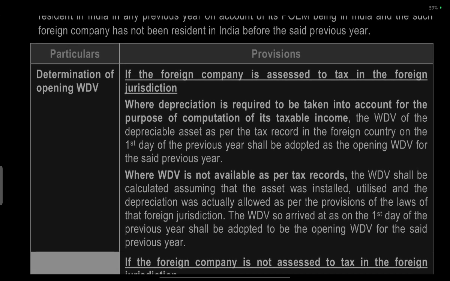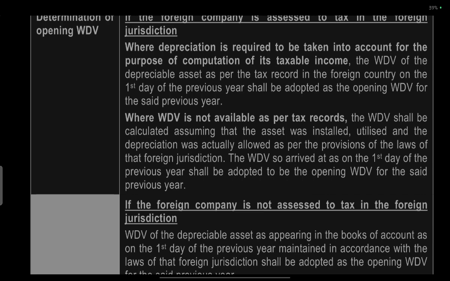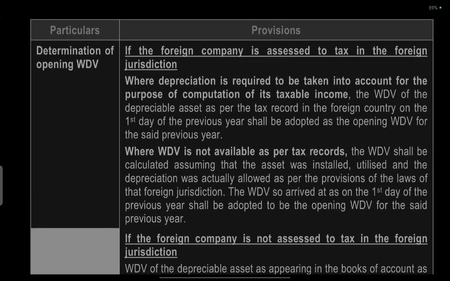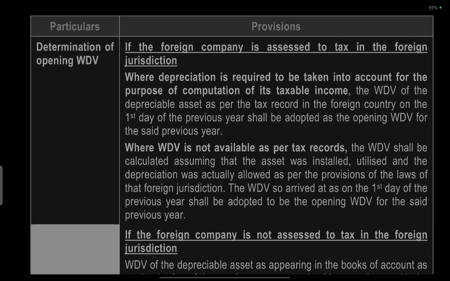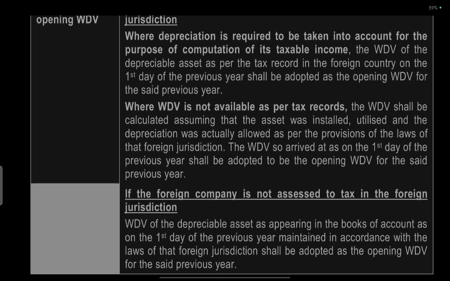Determination of WDV. If the foreign company is assessed to tax in the foreign jurisdiction, when the depreciation is required to be taken into account for the purpose of computation of taxable income, the WDV of the depreciable asset as per the income tax record in the foreign country on the first day of the previous year shall be adopted as the opening WDV of the said previous year.